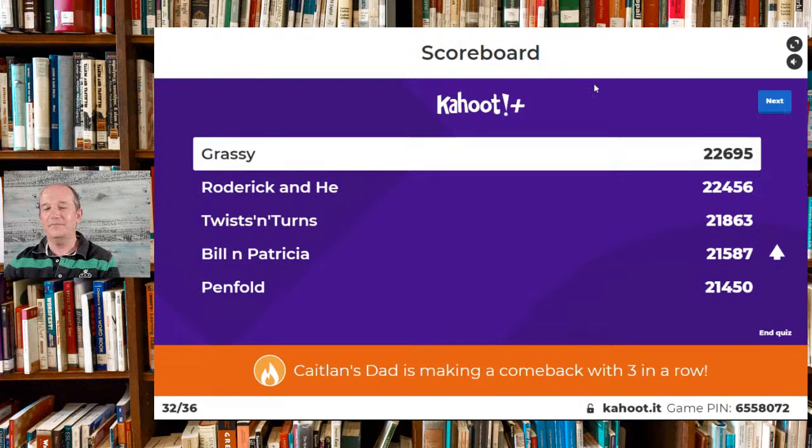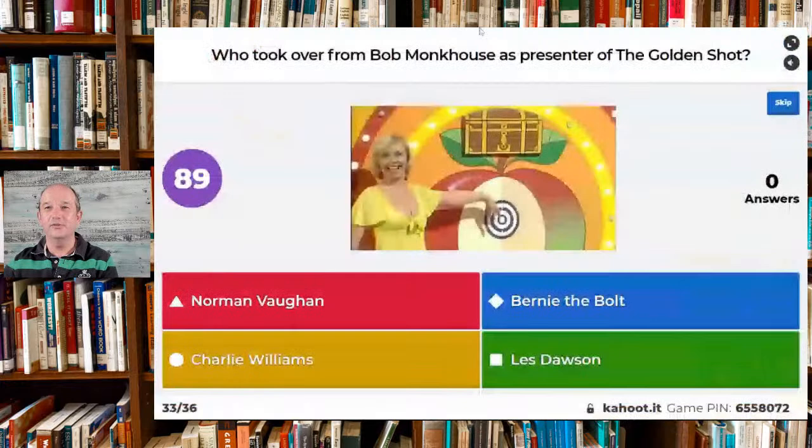We're going back in time for this one, and the picture is going to mean something to people of my age, and anyone a lot younger is going to go, what? Who took over from Bob Monkhouse as the presenter of The Golden Shot? Was it Norman Vaughan? Was it Bernie the Bolt? Was it Charlie Williams? Or was it Les Dawson? The Golden Shot, and there she is, Anne Aston there in the middle.